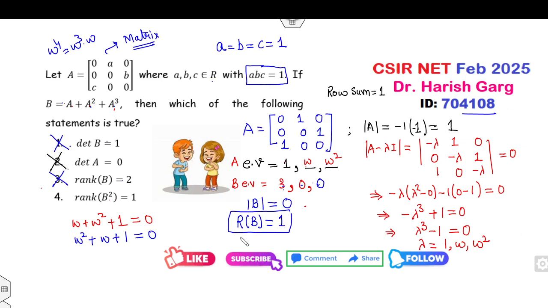But here is B square. Can you find the eigenvalues of B square? Eigenvalues of B square are 9, 0, 0. And since there are two 0 elements and one non-zero element, rank of B square is 1. And you can see D is the right answer of the problem.